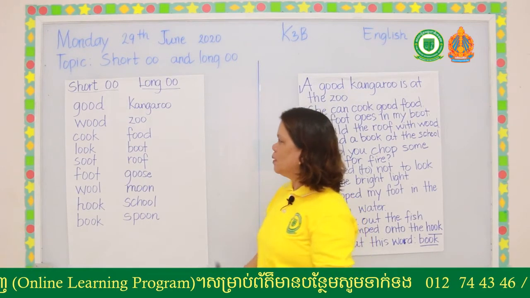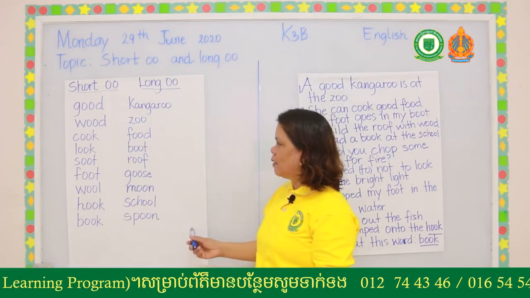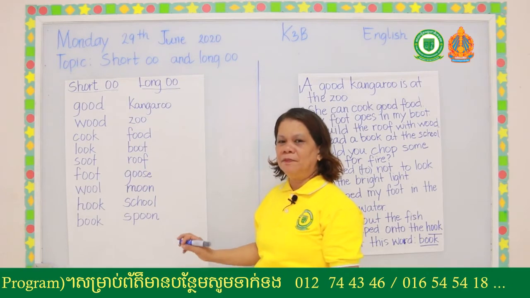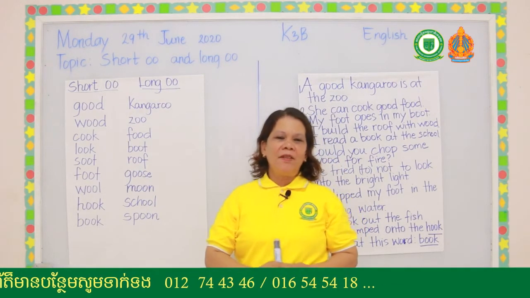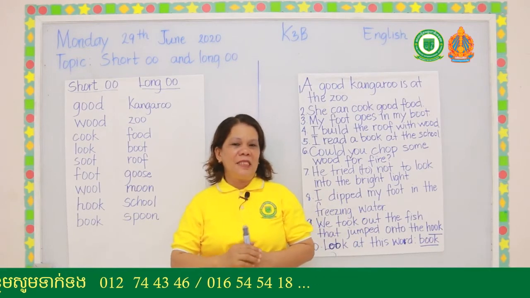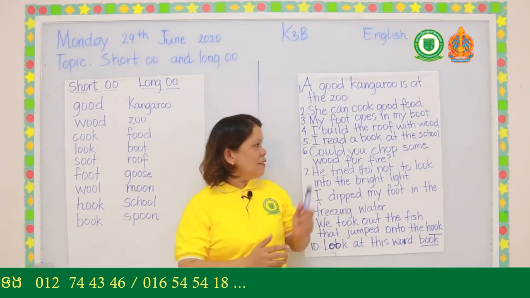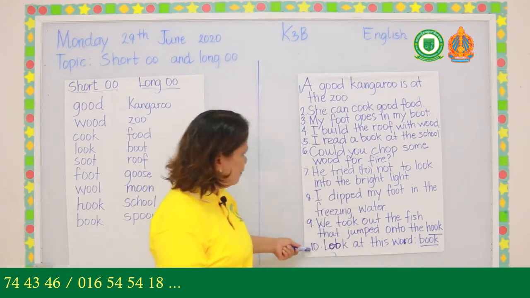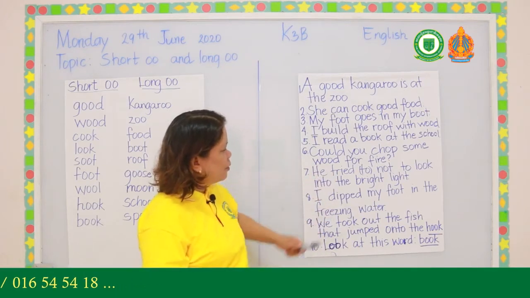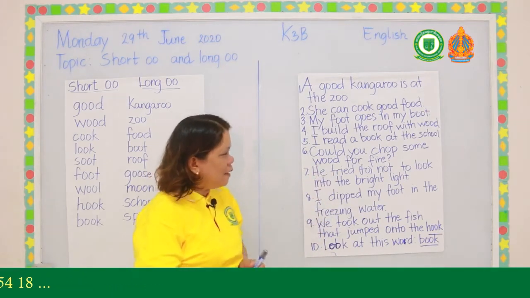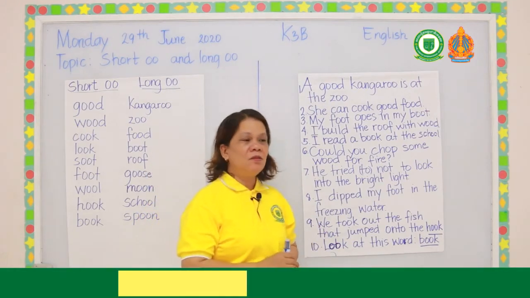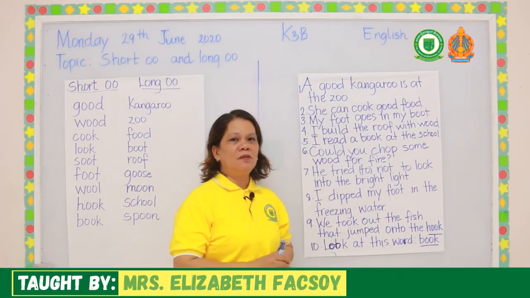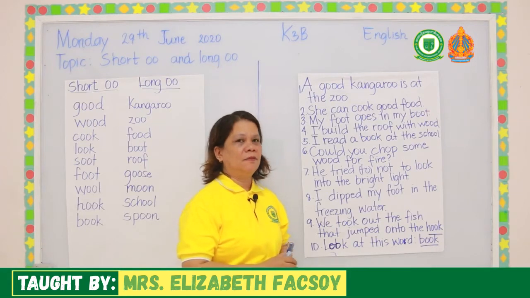You're going to read by yourself. Okay? So, I will listen again. So, now you're going to read sentences 1 to 10. Okay? So, try to listen and identify if it is long U or short O.